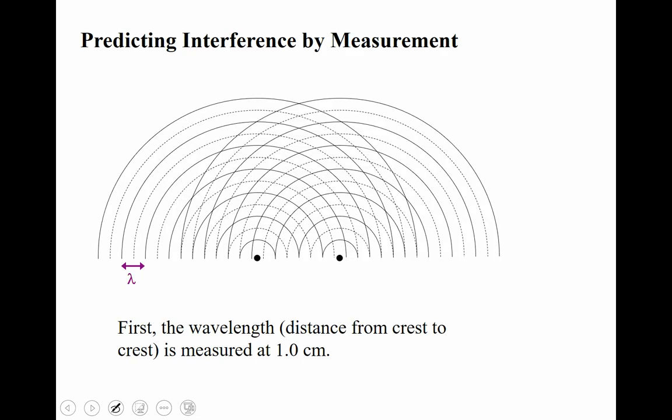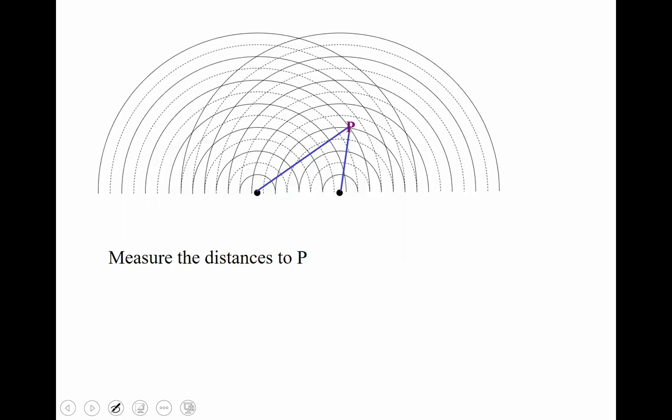So if we want to be able to predict the interference based on measurement, we need the wavelength first and foremost. So for this one, it tells us the wavelength is 1 centimeter. And we need to measure the distance from one of the sources out to the point in space and from the other source out to that point in space.